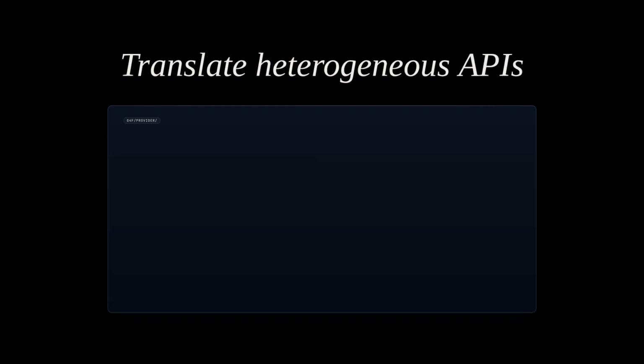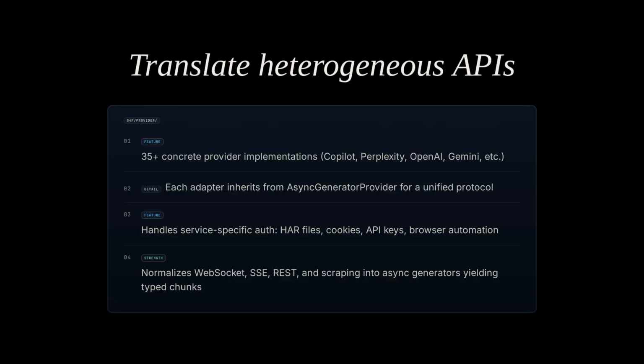The heart of the system is the provider adapters. There are over 35 of them, one for each AI service. Each adapter knows how to speak that service's language, whether it's a WebSocket connection, server-sent events, or even scraping HTML. They all inherit from a common base class that enforces one rule. You give it a model and messages, and it hands back an async generator yielding response chunks.